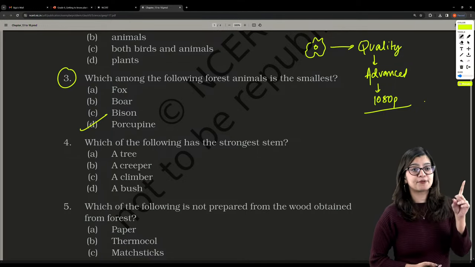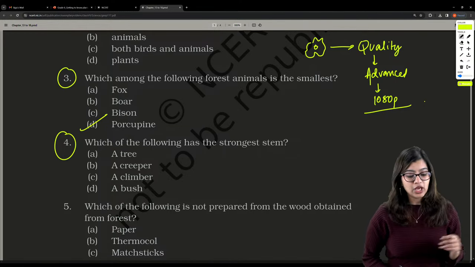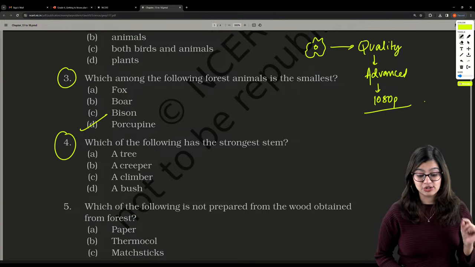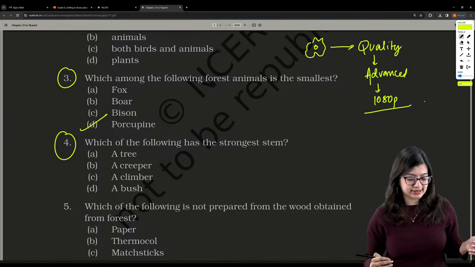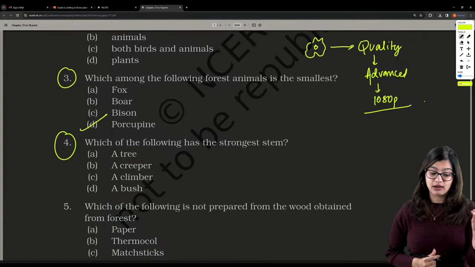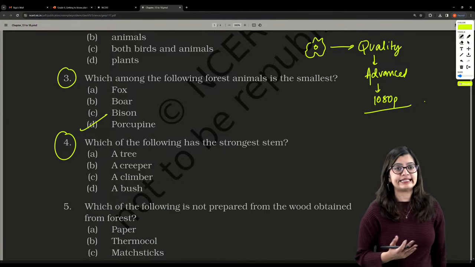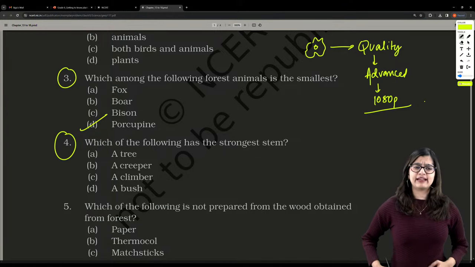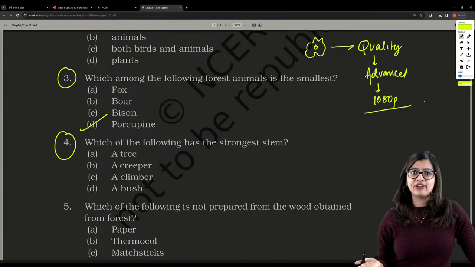Very good. Option number 3, correct answer is option D. Now let's go on to question number 4. Which among the following has the strongest stem? A tree, a creeper, a climber, or a bush? This should be very, very easy, right? This should be a very simple question. Yes or no? Obvious, right?